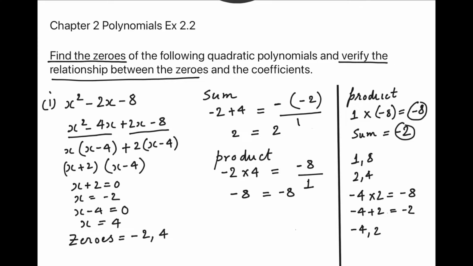So again we have proved that the product of the zeros is equal to the coefficient of the constant term divided by the coefficient of x square. Now let's solve the second problem. The second quadratic equation is 4s square minus 4s plus 1. Again we need to find the zeros of this quadratic polynomial.